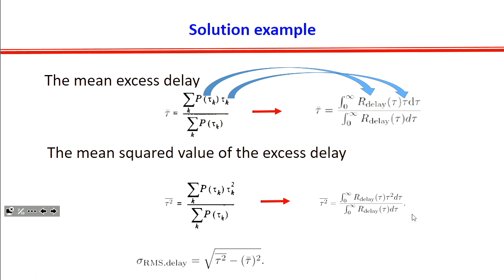So the way we would do it is replace the integral with summation and identify the number of delays that's identified by k, and tau k is used for representing delays at different k's, and the power associated with each tau k is p of tau k. All right, and this will give us the mean excess delay, and the mean squared value of the excess delay can be calculated with tau k squared. So these equations have a similarity, so that's why I have put them together.